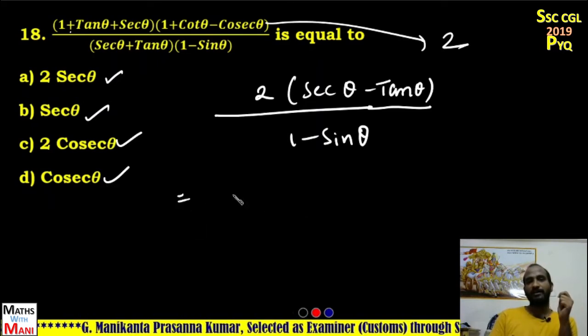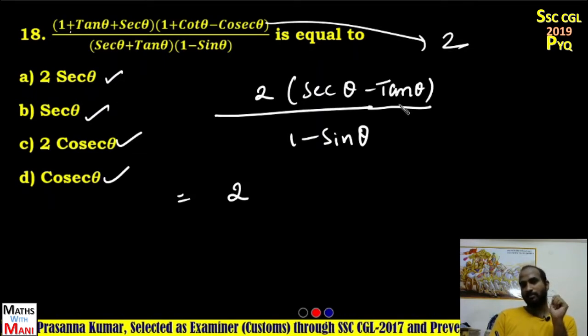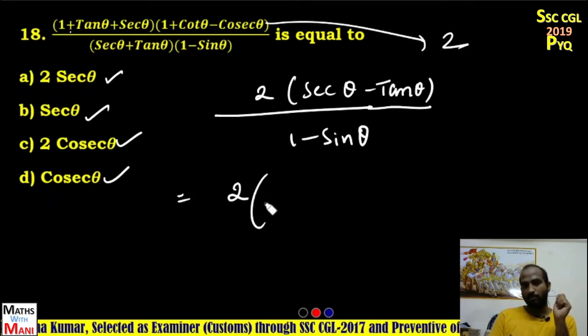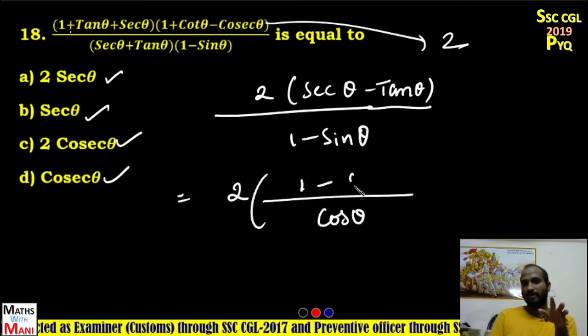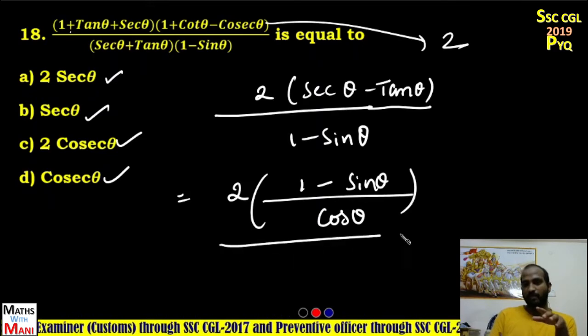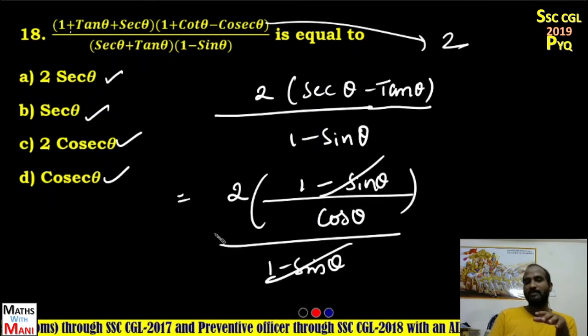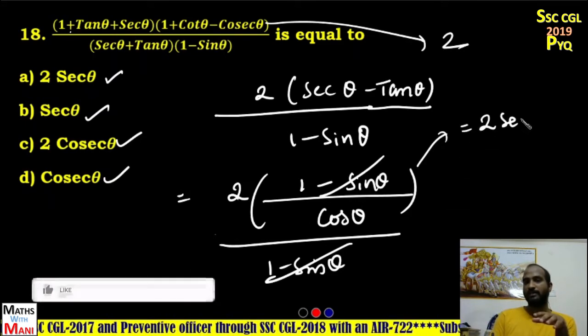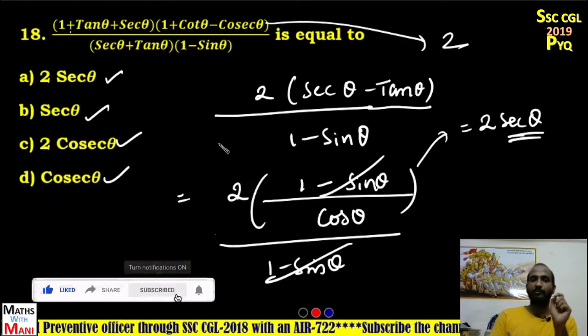Okay. Next, 2 into secant theta means 1 by cos and tan theta means sin by cos. So in both the terms I can take 1 by cos common. So 1 minus sin by 1 minus sin theta. So 1 minus sin theta, 1 minus sin theta cancel, 2 by cos theta. 2 by cos theta means how much? 2 secant theta. So in a single step you can easily solve this.